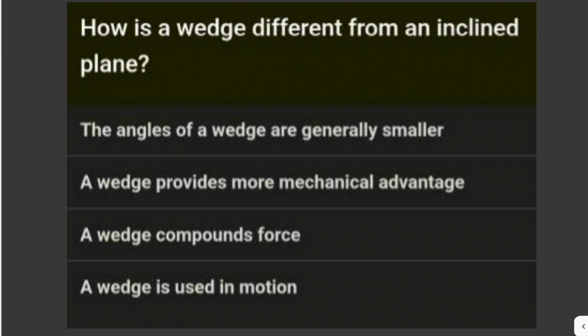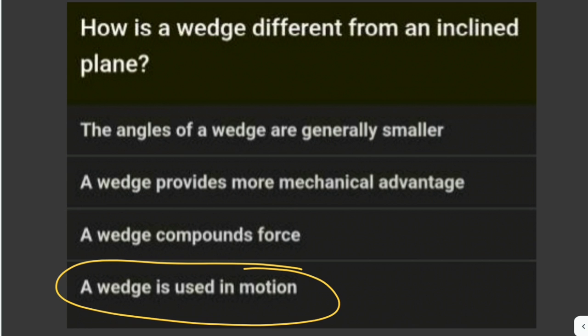How is a wedge different from an inclined plane? The angles of a wedge are generally smaller. A wedge provides more mechanical advantage. A wedge compounds force. A wedge is used in motion. So a wedge, unlike a slide, is useful in motion. For example, a knife slicing through a vegetable or through a carrot. So the answer here is a wedge is used in motion.